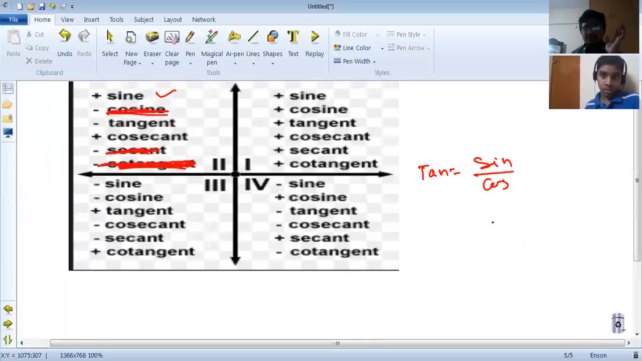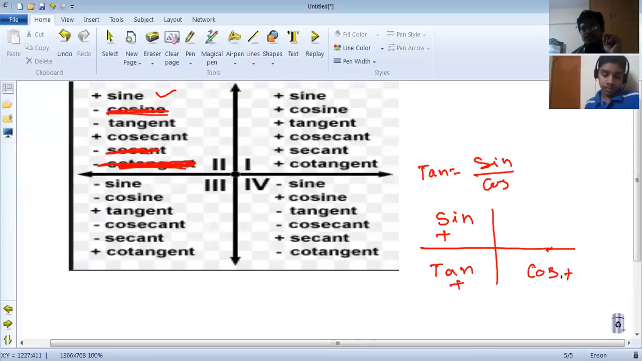Otherwise, if you are having any difficulty, just remember in the second quadrant sine will become positive. In the third quadrant tan will become positive, and in the fourth quadrant cos will become positive. In the first quadrant all are positive. If you're okay, then we'll go to how it will be useful while solving the problem. For that concept we will go ahead.